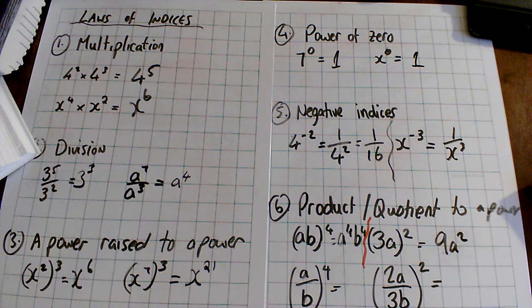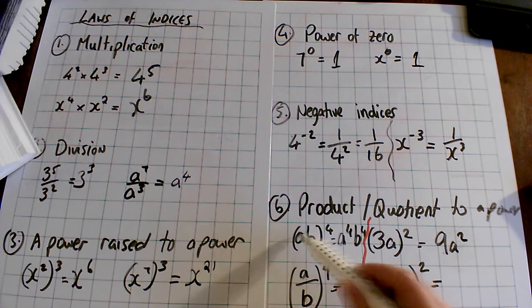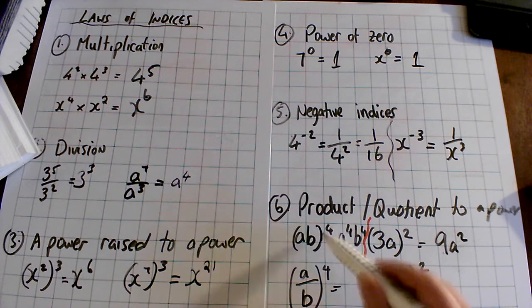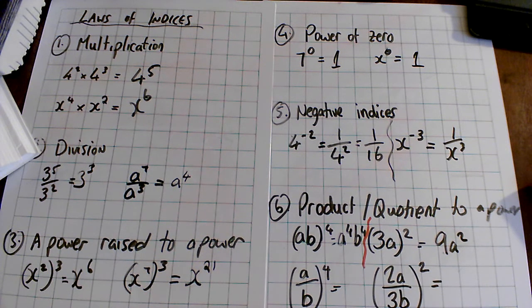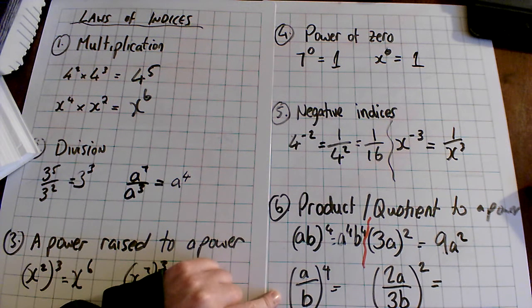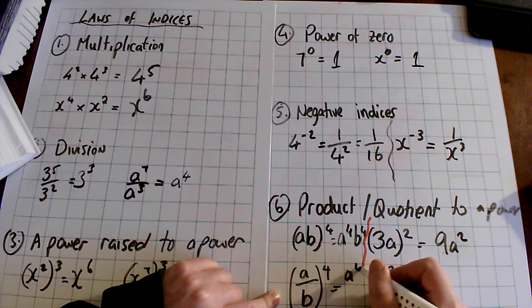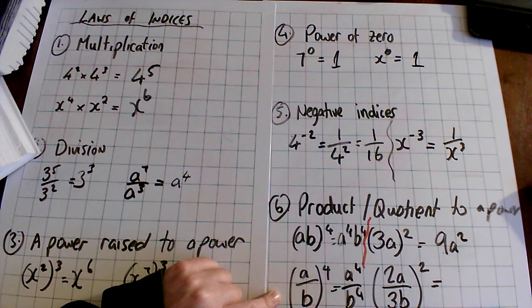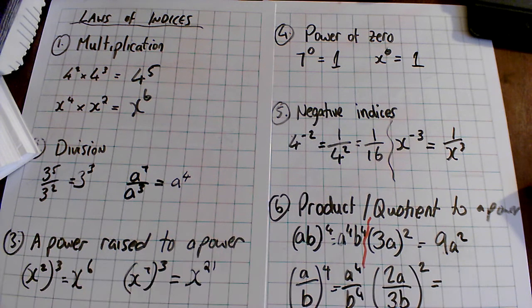Okay, so all this means is that if there's two things in the bracket that are multiplied together, a product, the power applies to both of them. Here we have a to the 4 over b to the 4, and this is the quotient. Quotient means divide. So this becomes a to the power of 4 over b to the power of 4. It just means that the 4 gets applied to both of them.